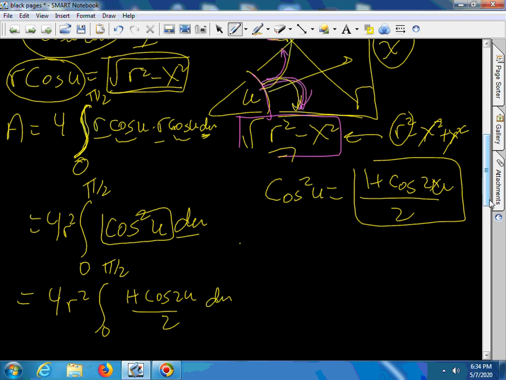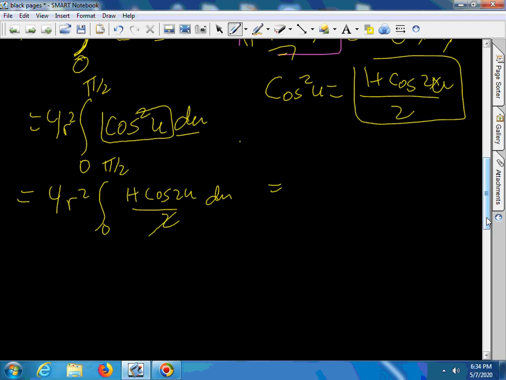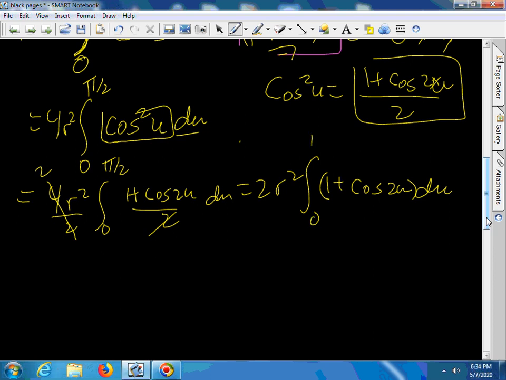Okay. So let's clean this up a little bit. This 2 I can bring out in front, and of course 4r squared over 2 is 2r squared. This 2 goes into 4 2 times. And now I have the integral of 1 plus cosine 2u du from 0 to pi over 2. This is equal to 2r squared times, well, the integral of 1 du is u, plus the integral of cosine 2u du.